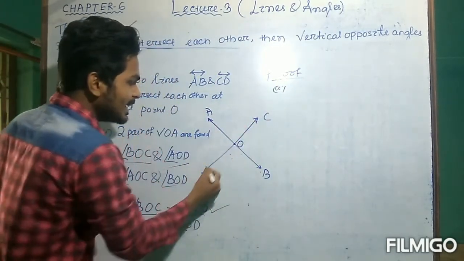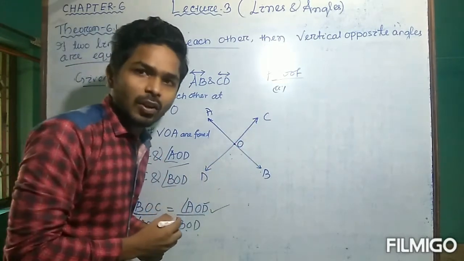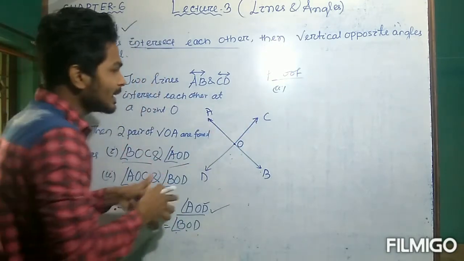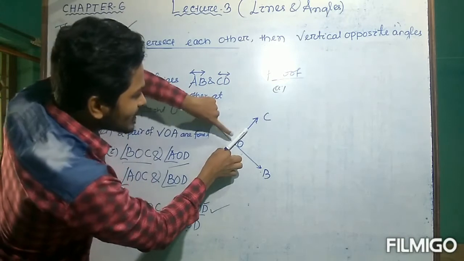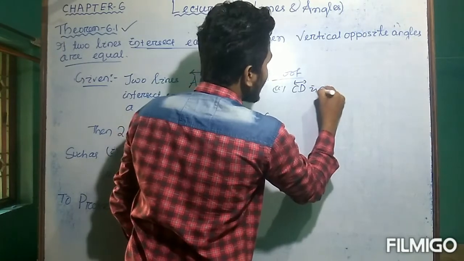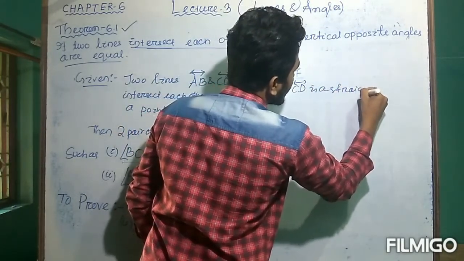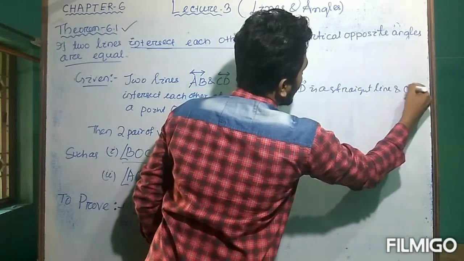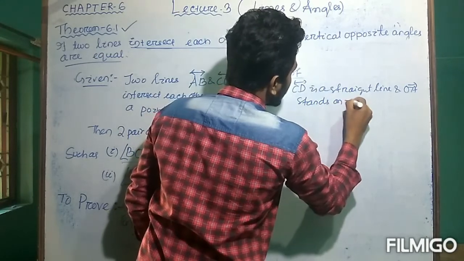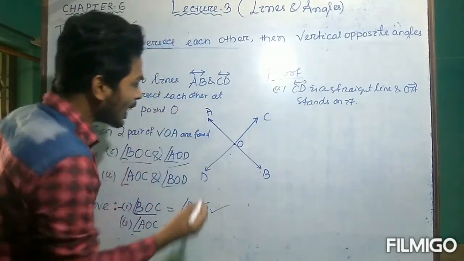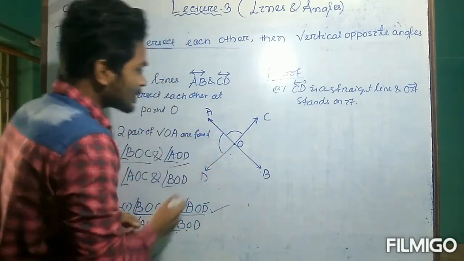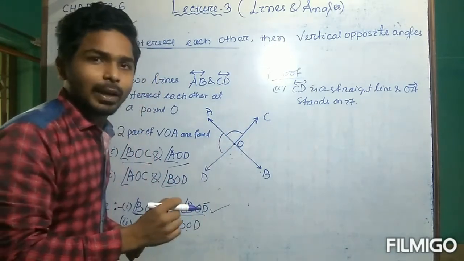See, CD is a straight line or not? Yes, CD is a straight line, and on this straight line OA is a ray. Right. So write it. CD is a straight line and OA ray stands on it. Then according to the axiom number 6.1, these two angles are known as linear pair angles. So the sum of these two angles must be equal to 180 degree.